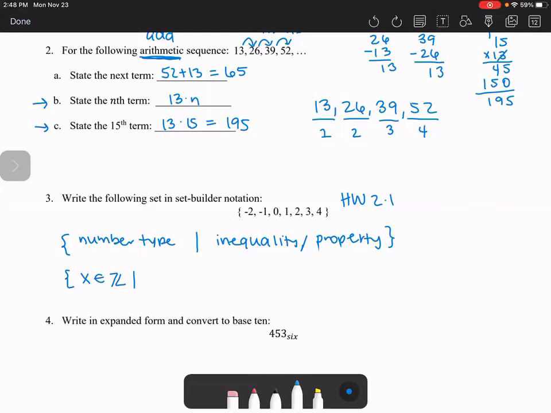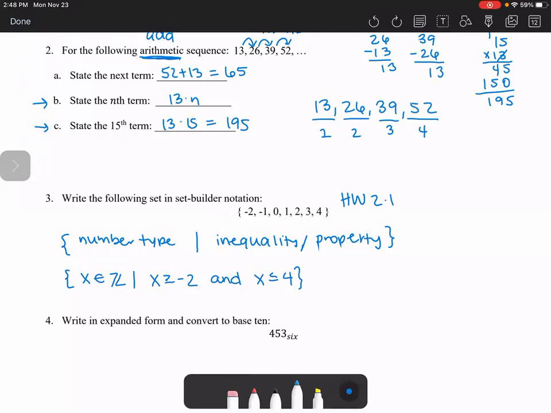And then what's the inequality or the property? This is essentially bounding your set below and above. I know I haven't used that language before, but it's just saying these are integers that are bigger than or equal to -2. Our smallest number in the set is -2, so x is greater than or equal to -2. Then the biggest number in the set is 4, so x is less than or equal to 4. And then you close the bracket.